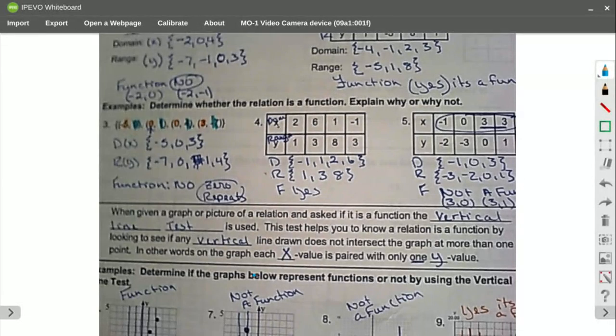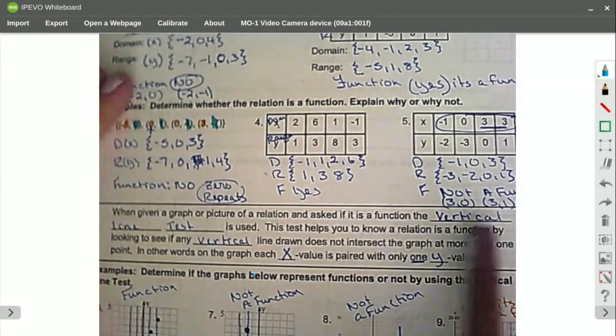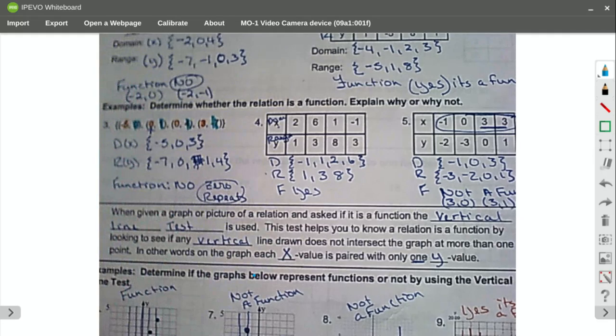And tell you what, if you don't understand what I explained on here, guys, honestly, the best thing to do is hit that YouTube and find out more videos that talk about the vertical line test. You'll get some animated stuff that'll be really good.